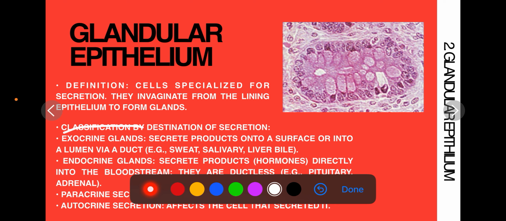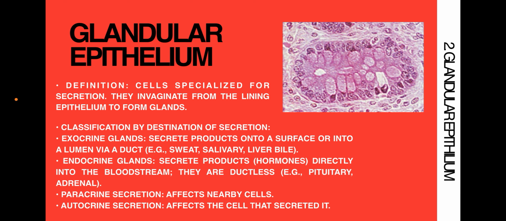The first one is the exocrine glands. As I told you, they secrete their products onto the surface or into a lumen by a duct. Anyway, the key word here is duct. See, duct. There is a duct in the exocrine glands: sweat, salivary, liver bile, whatsoever. The endocrine glands, as I have mentioned, have no ducts. They are used for hormones. They directly pass into the bloodstream. And they are ductless: pituitary, adrenal, and so on.